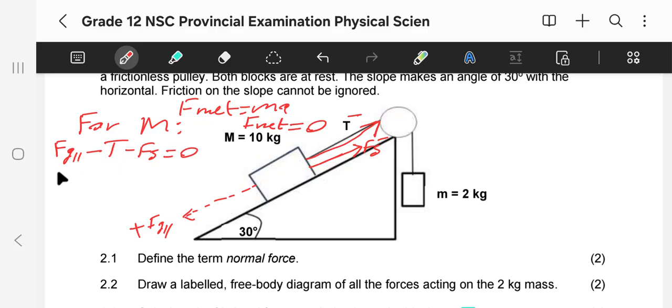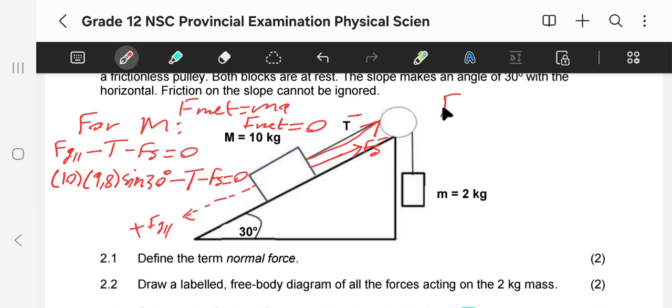When we expand, I've already said that Fg is equal to mg sine theta. So that's what I'm going to substitute, but without putting the values. My m in this case is 10, and g is 9,8, and then I'll have sine 30 degrees minus T, I do not know what T is at the moment, minus Fs. I also don't know what Fs is at the moment, and that will be equal to 0. This is my equation 1.